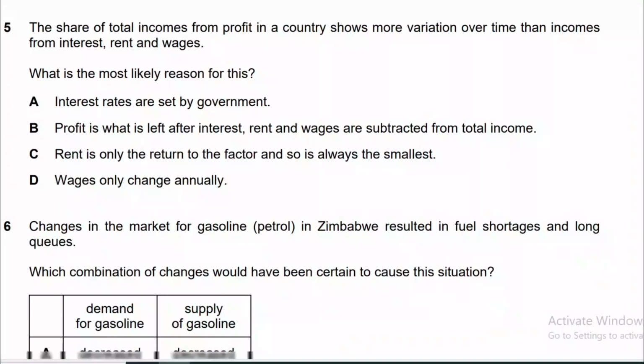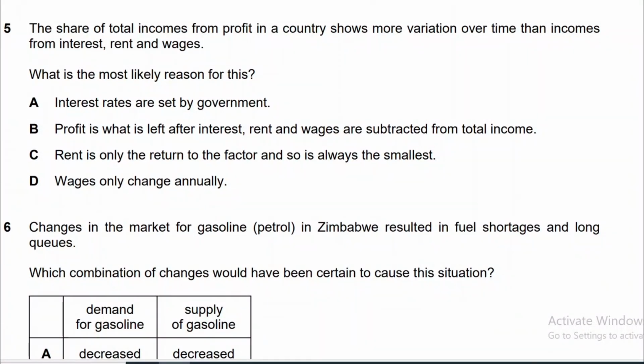And question number 5 says that the share of total income from profit in an economy or in a country shows more variation over time than income from interest, rent and wages. Interest is income from capital, rent is income from land, and wages are income from labor. So what is the most likely reason for this? Why are there more variations?